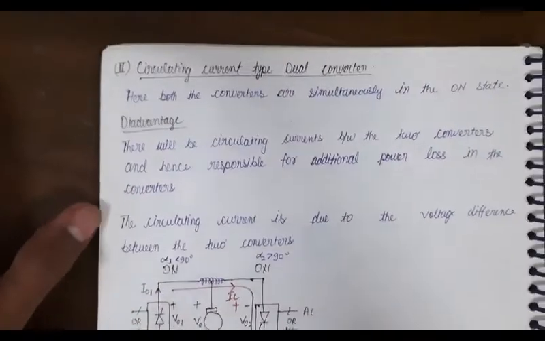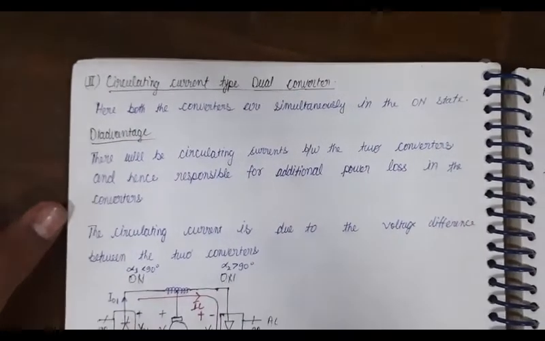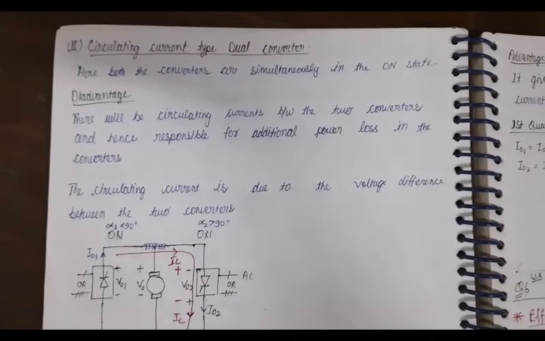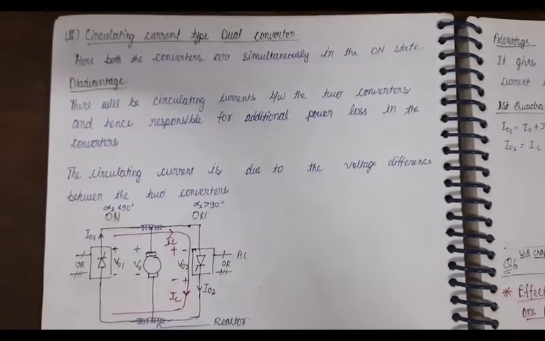Now the second mode is the circulating current type dual converter mode. Here both the converters are switched on simultaneously. So the disadvantage here is that there will be a circulating current between the two converters, and hence it is responsible for additional power loss in the converters.